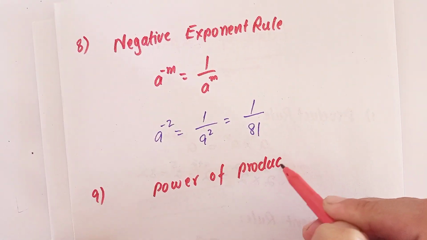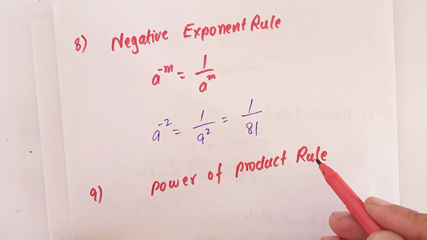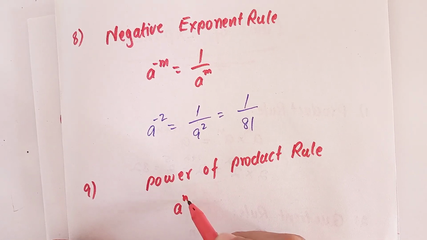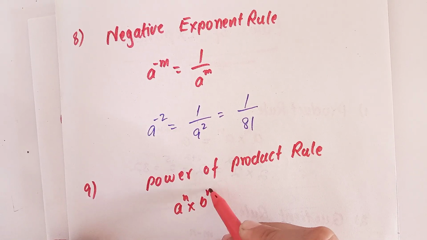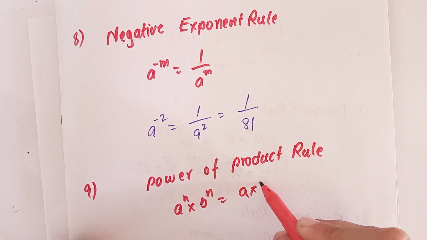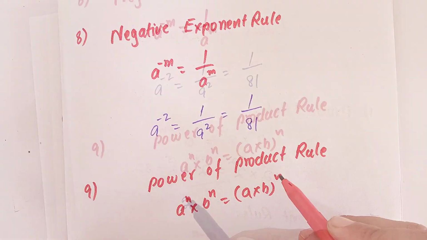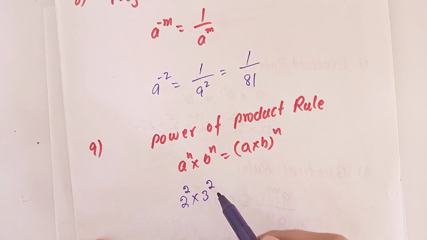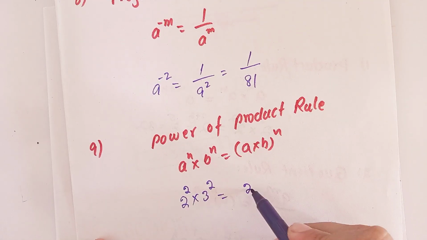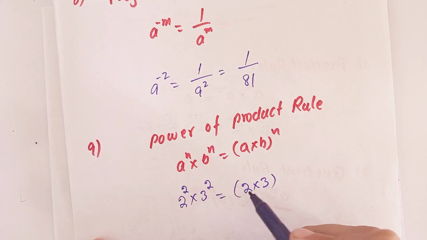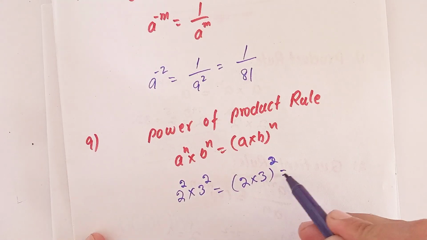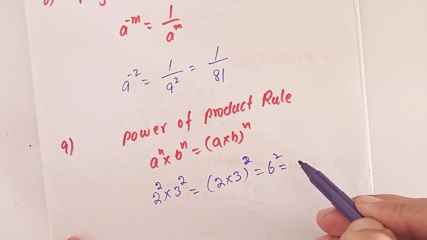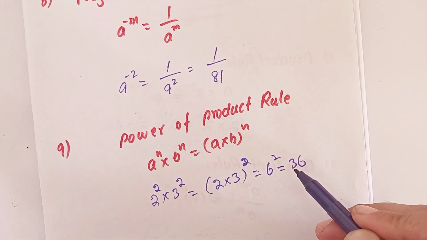Power of product rule. Power of product rule states that a raised to the power n times b raised to the power n is equal to a times b raised to the power n. For example, 2 raised to the power 2 multiplied by 3 raised to the power 2 is equal to 2 multiplied by 3 raised to the power 2, which is equal to 6 raised to the power 2, which is equal to 36.